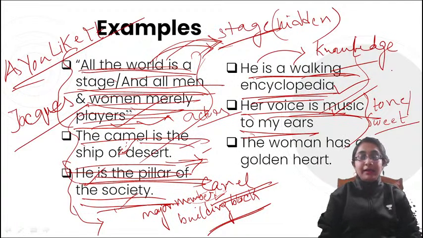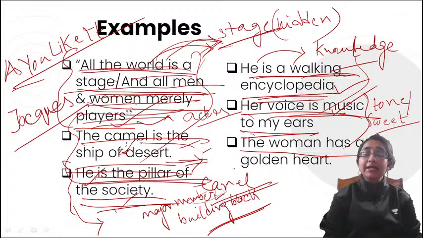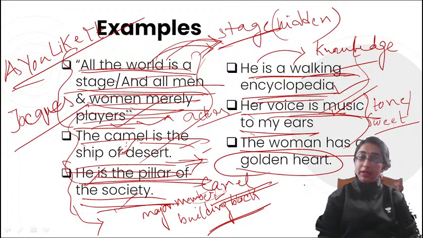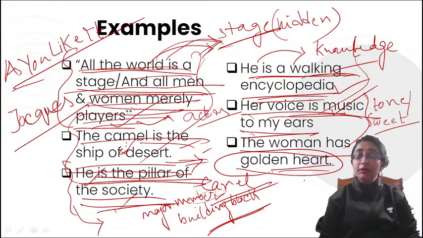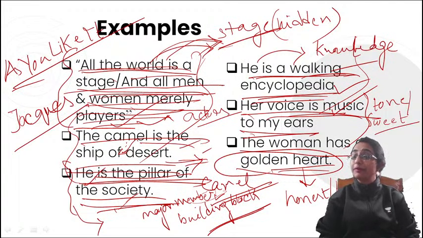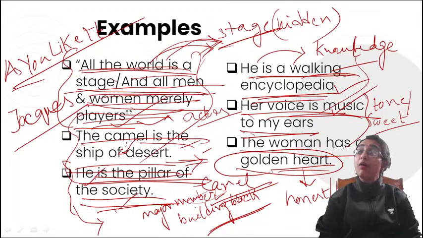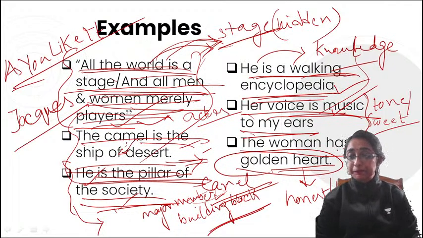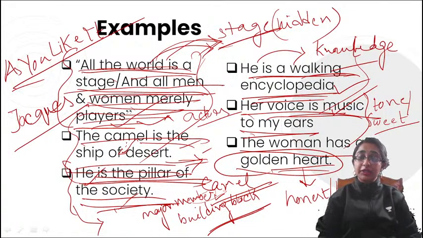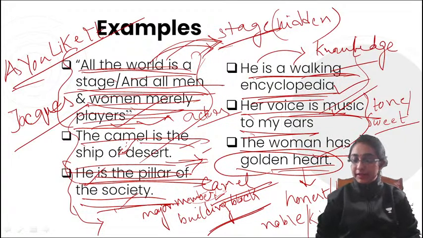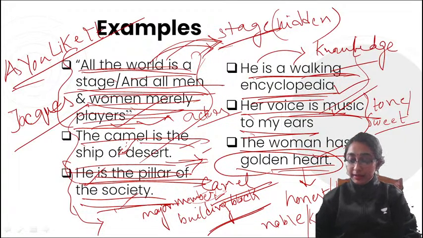Now, the next important thing is the woman has a golden heart. What does it mean? Golden heart means she has a very honest and pure heart, as pure as gold. So the woman is a very honest person. Her heart is very pure. She is very kind-hearted also, very noble. So that is what it means here. The woman has a golden heart.